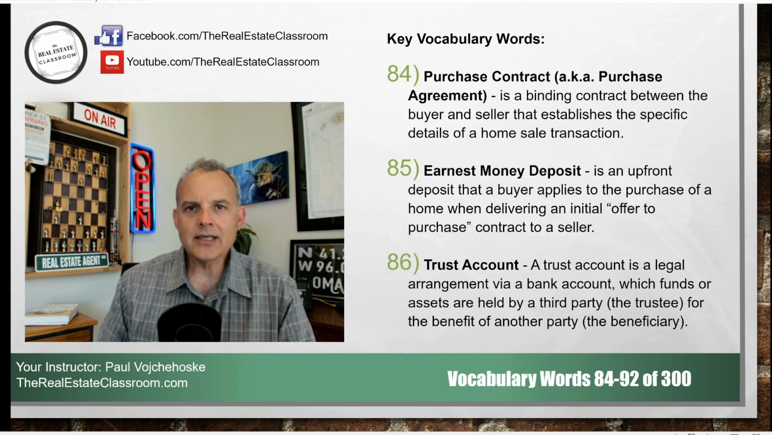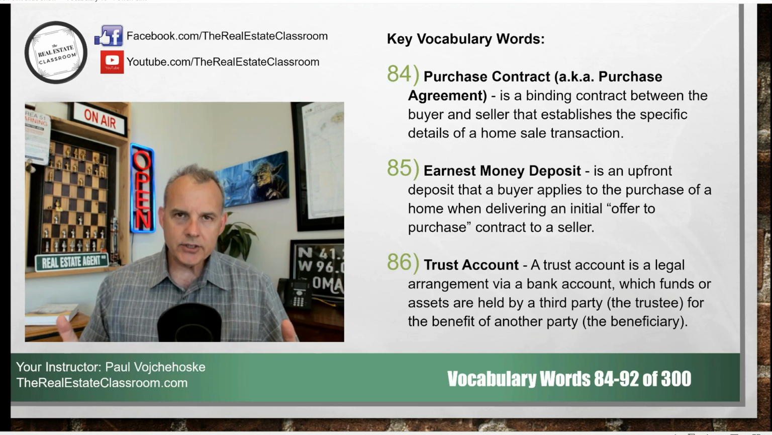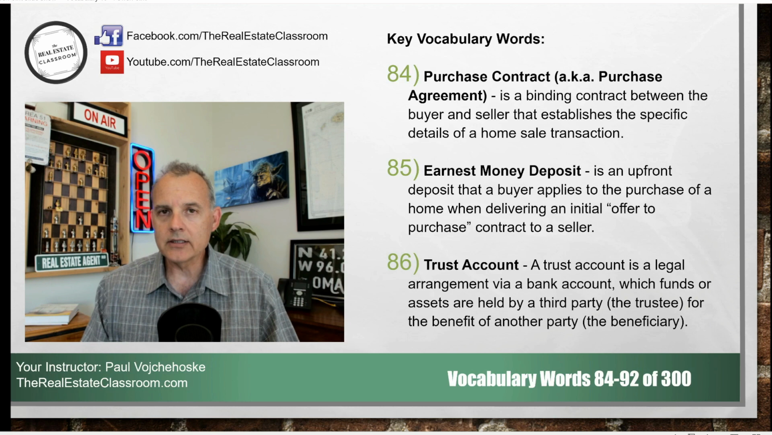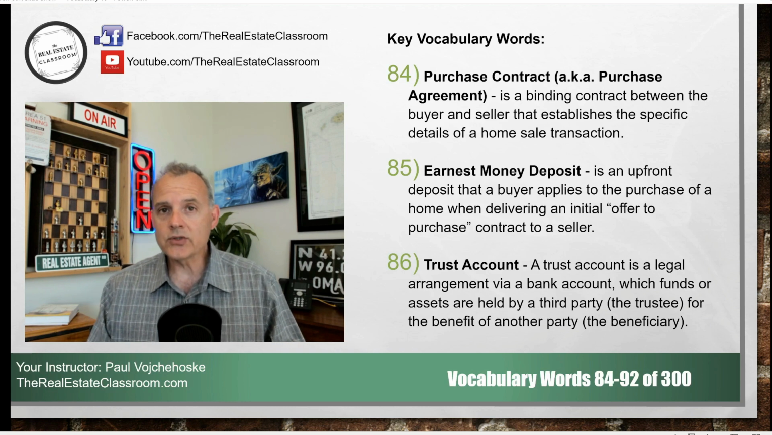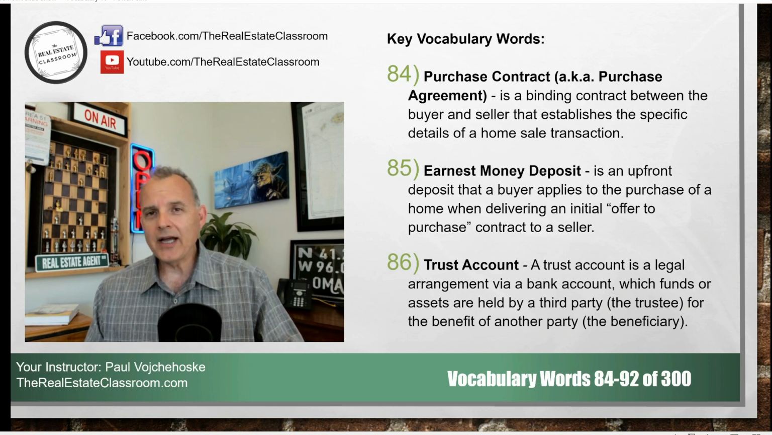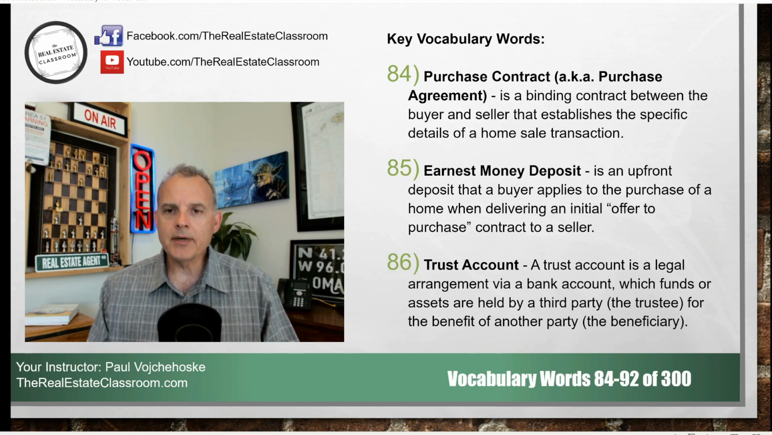Now, a purchase contract is a binding contract between the buyer and the seller, and it establishes the specific details of the home sale transaction. For example, the purchase price, the closing date, will there be inspections or not, the condition of title, will there be a financing contingency? The purchase agreement outlines all the specific important details of the transaction. The key to remember, it's between the buyer and the seller, unlike the listing contract, which is between the seller and the real estate broker.